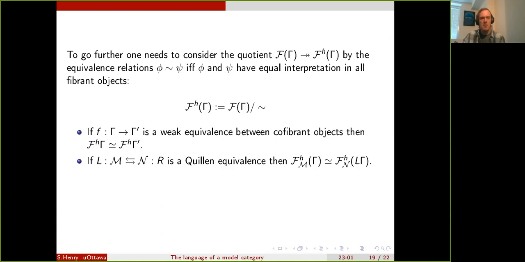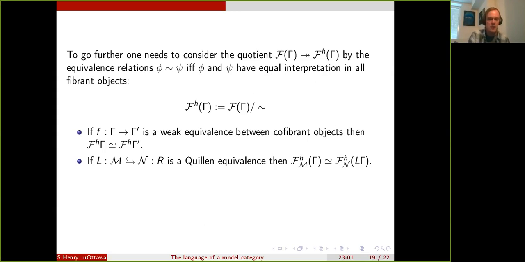And if you have a Quillen equivalence between two model categories, then the construction I mentioned on the previous slide, that sends a formula in context gamma to a formula in context L of gamma, also induces an equivalence between formulas in M in context gamma and formulas in N in context L gamma. So up to semantical equivalence, Quillen equivalent model categories have essentially the same formulas, so you can express the same thing with this first order logic.